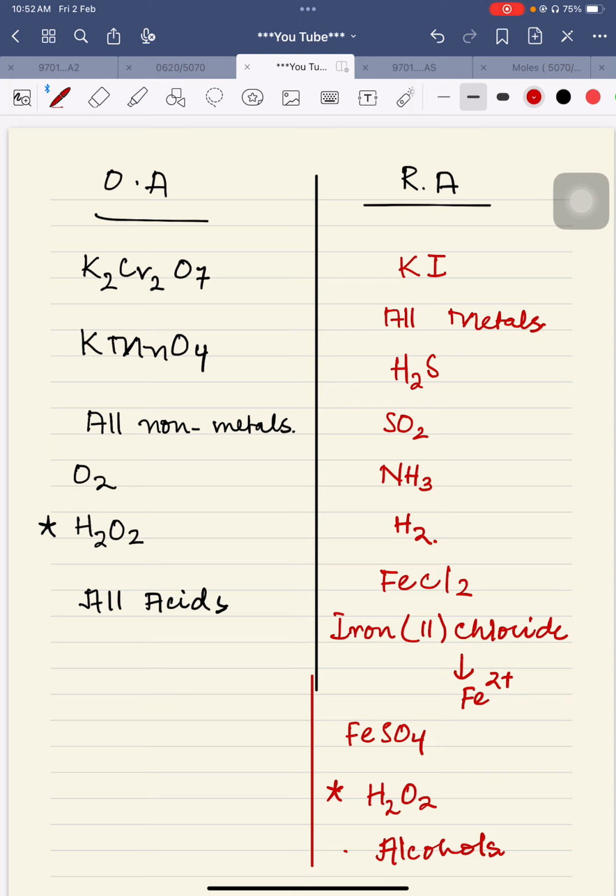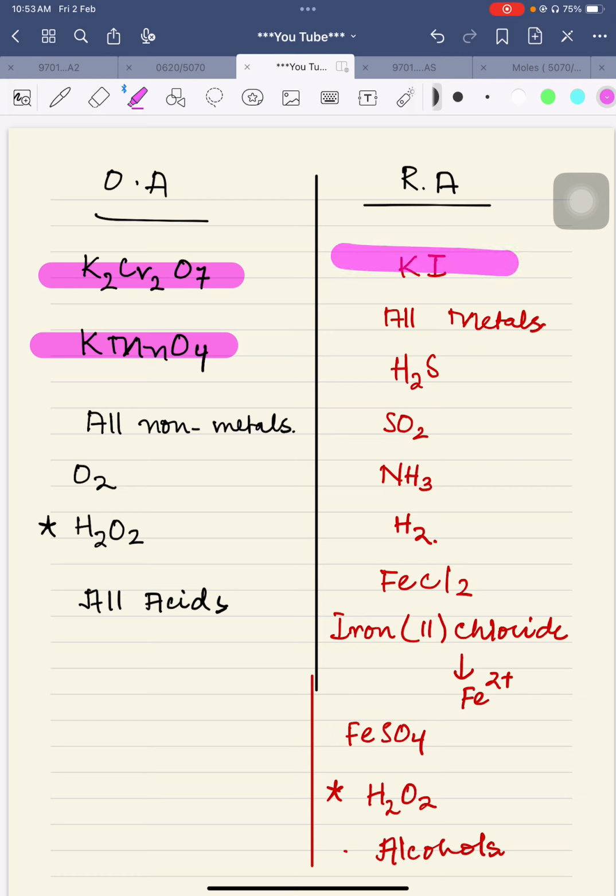Guys, there are only three out of these two lists, of which color changes should be in your mind. And what are those? This is potassium dichromate, KMnO4, and the one is KI. Okay, only these three are there in these two lists, of which color changes should be in your mind. And what are the color changes, that I am going to tell you shortly. What is the meaning of the color change? Meaning of the color change is that oxidizing agents are reacting with reducing agents and there is a color change.